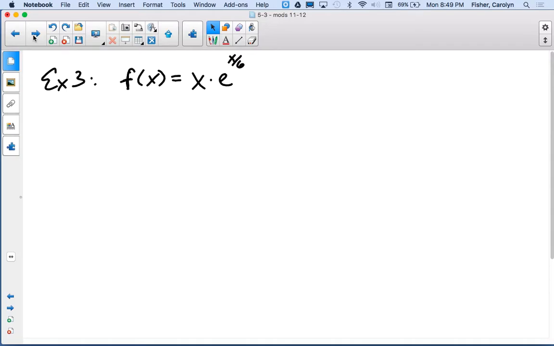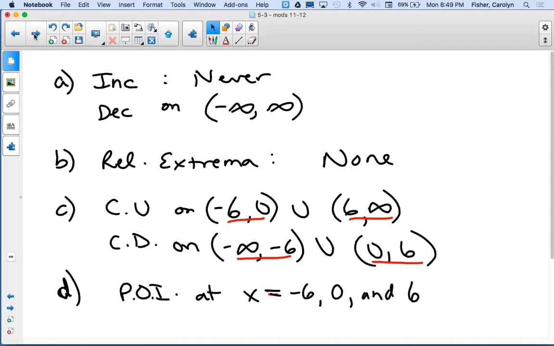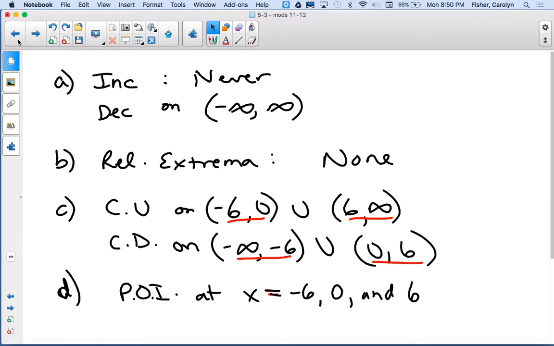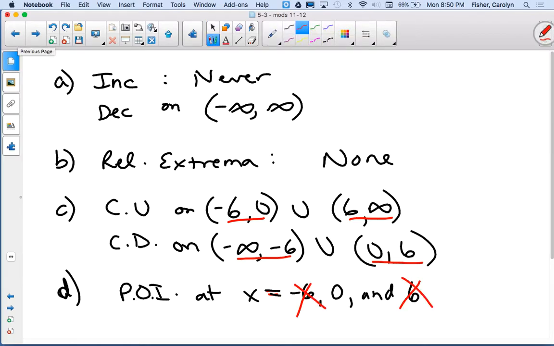And if you're watching this and you already watched my previous one, example 2, this was from example 2, which was the function x over x squared minus 36. I did make a mistake here that I wanted to point out, and we only have a point of inflection at x equals 0 because x equals -6 and +6 are vertical asymptotes, which I said, and I just messed up when I was writing the points of inflection. They're not defined for the function, and therefore they can't be points of inflection.